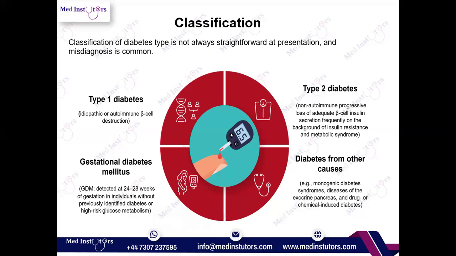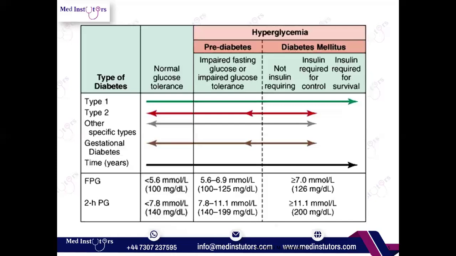So this is the classification of diabetes, and you know how diabetes is diagnosed using blood glucose and HbA1c levels. Now coming to a summary of the same thing that we have discussed. That is the pre-diabetes and diabetes mellitus based on the fasting plasma glucose and two-hour postprandial glucose levels, and we have type 1, type 2, gestational diabetes, and other specific types.